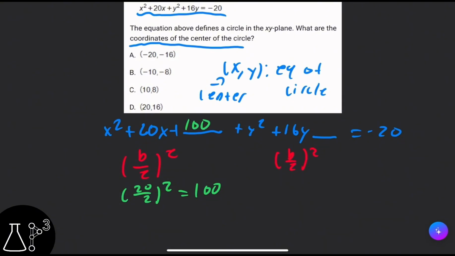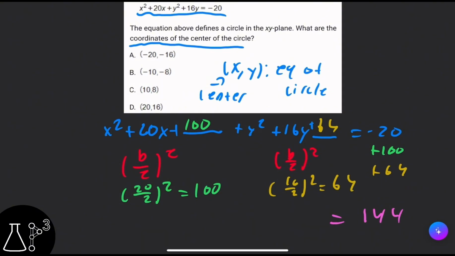So we add 100 on the x side. And for the y side, we do 16 divided by 2 squared, which gives us 64, because 16 divided by 2 is 8, and 8 squared equals 64. Now we've got to add that on the right side. So we do negative 20 plus 100, which equals 80, and 80 plus 64 is 144. Now we look for the perfect form, the condensed version of x squared plus 20x plus 100 and y squared plus 16y plus 64. I've got to write that, plus 64.